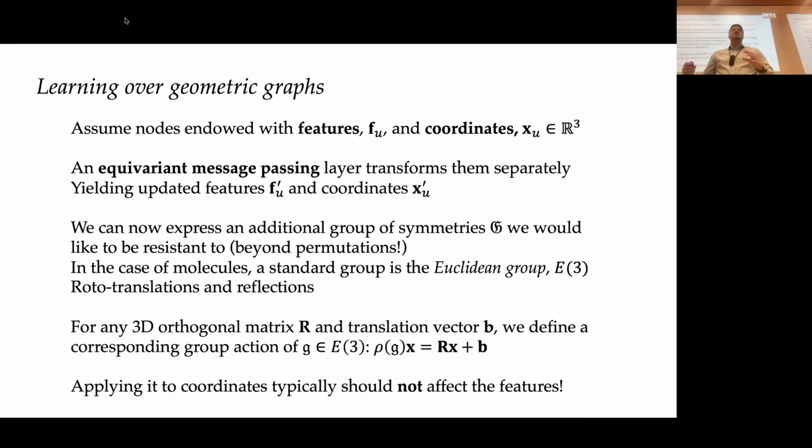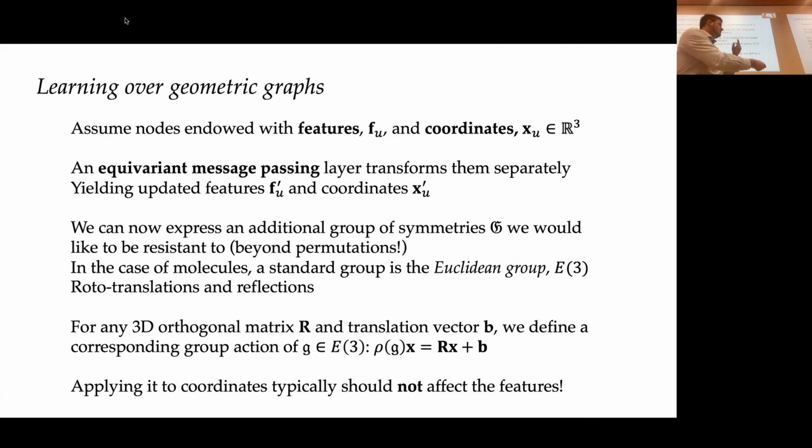So what's the general scenario we have here? Imagine you have features, so the usual features on your nodes, and also coordinates, which are, say, three-dimensional coordinates of where each node is in 3D space. Now, if you have a rotation or some other equivariant message passing layer, you transform them separately to get updated features and updated coordinates. And now you can express an additional symmetry group to be resistant to other than permutations.